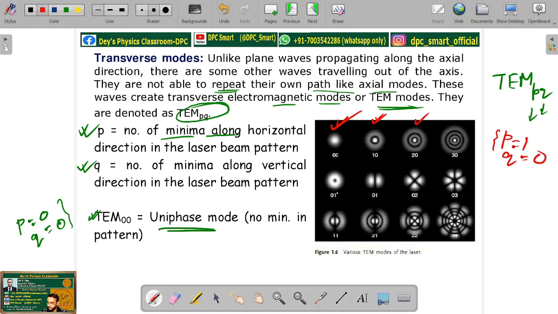Similarly, this is TEM20, 30, and this is 01, 02, 03, and so on. So all these are various TEM modes in the laser. So these are the two types of laser modes present within the optical cavity.